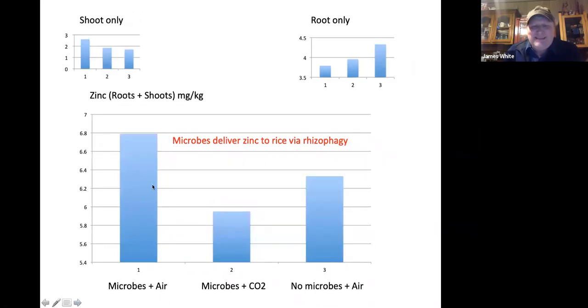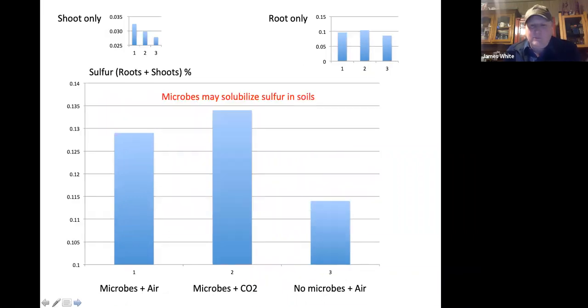The same is true for zinc. If you look at this, microbes in the air, all this zinc. This is no microbes. There may be some microbes there, and they're probably getting some. But this is in the elevated CO2, and it's less than half of the zinc. So these nutrients, phosphorus and zinc, are being extracted oxidatively from the microbes.